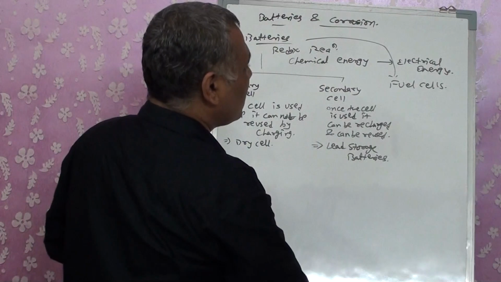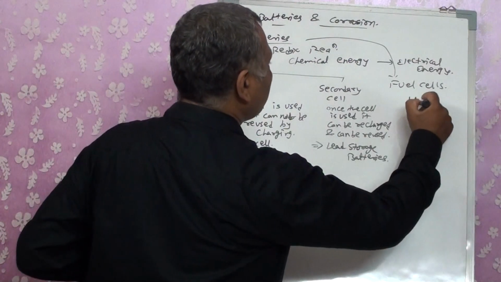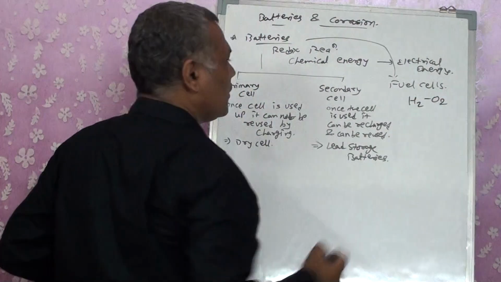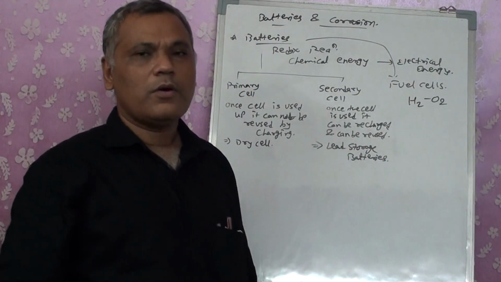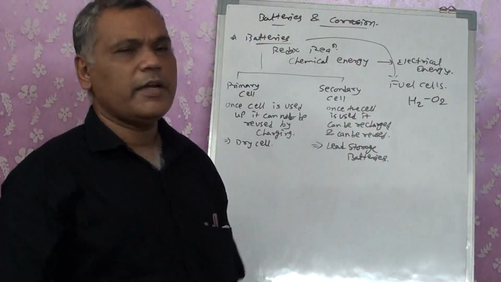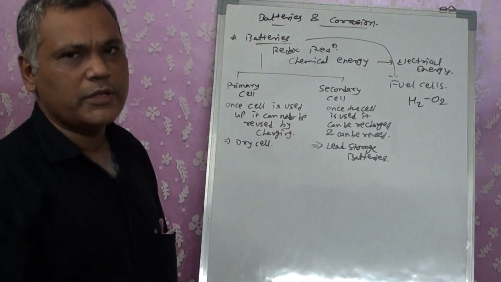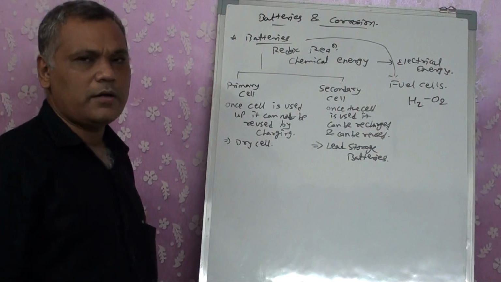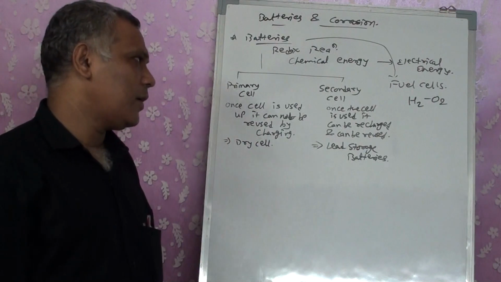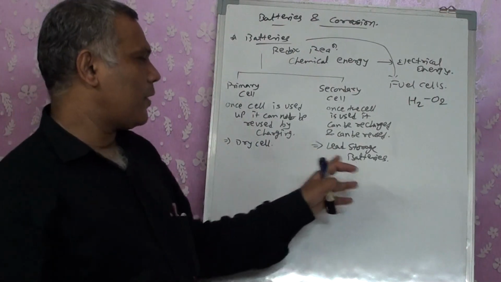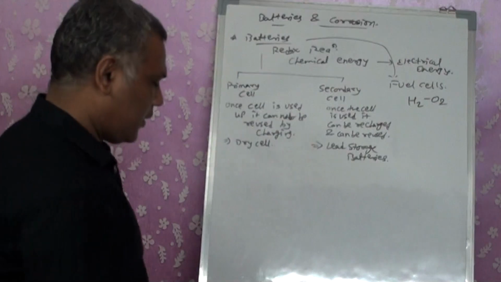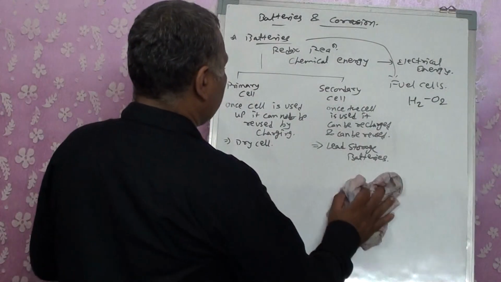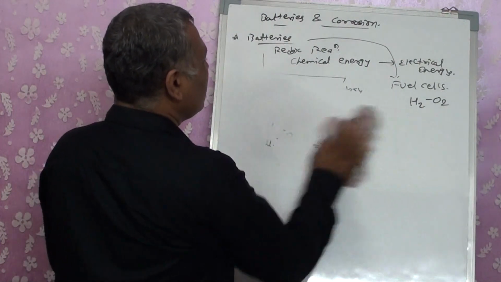And the third one, that is fuel cell, which is not in routine use, right? You cannot say that it's used in day-to-day life as a source of current, right? So let us go one by one through the construction and working of all the three of them, right? For that, first of all we will study about the dry cell.